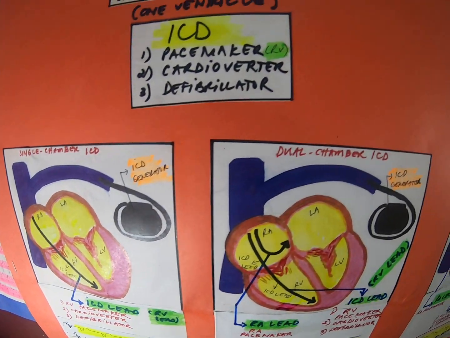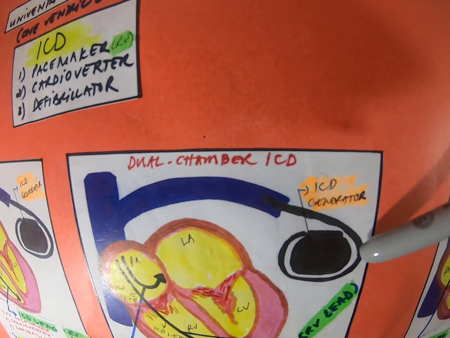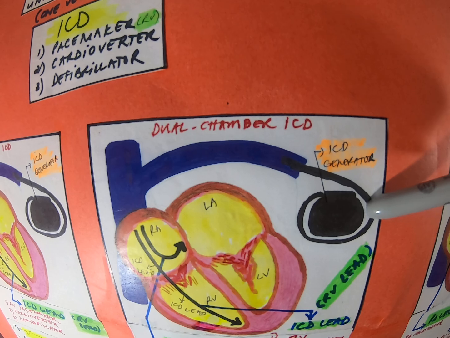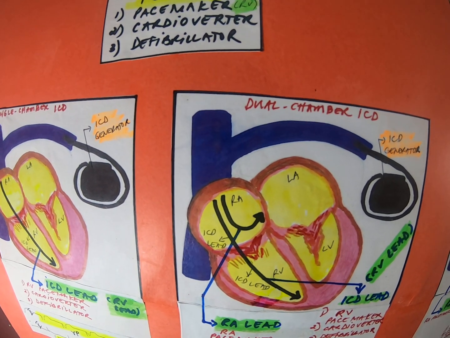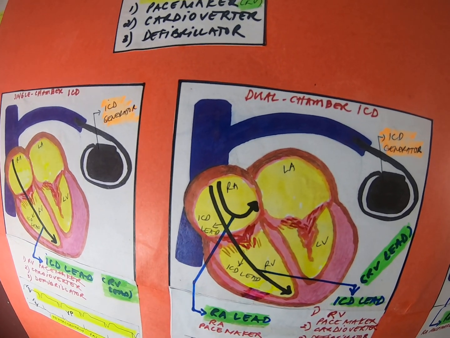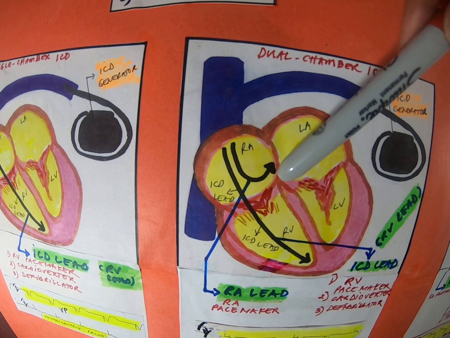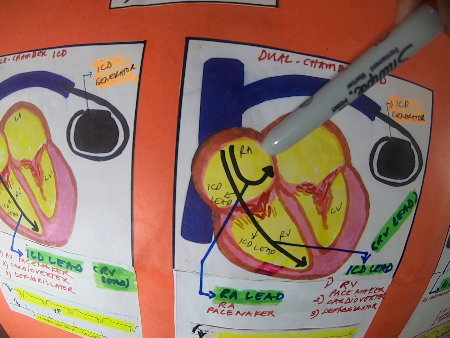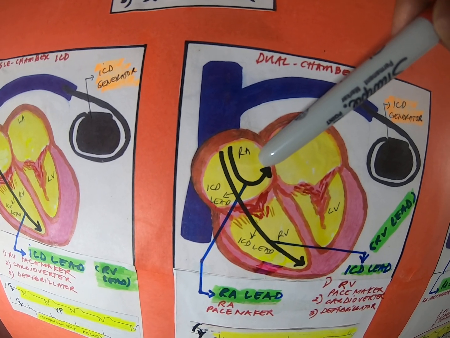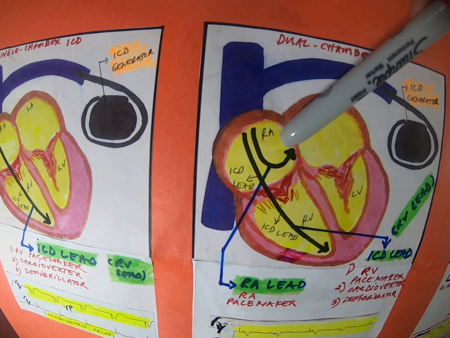Okay, so the dual chamber ICD here uses two leads. So this is the ICD generator, with two leads coming off from the generator. They get into the subclavian vein to the superior vena cava, and then the two leads get into the right atrium. The right atrial lead will stay here, with the tip at the right atrial appendage. Good grip and good bite again for good contact and good securement. And that is our right atrial pacemaker.